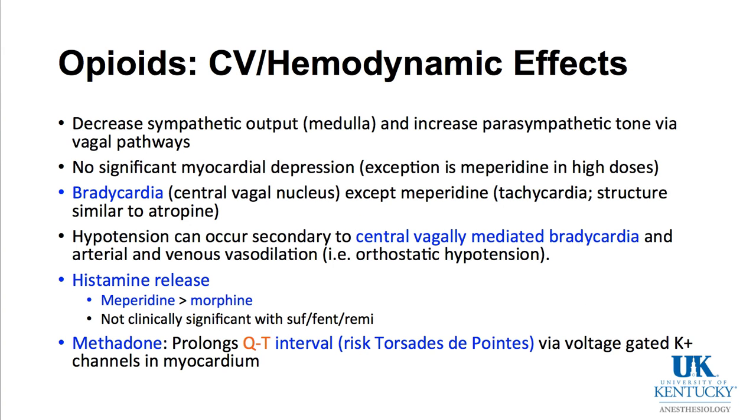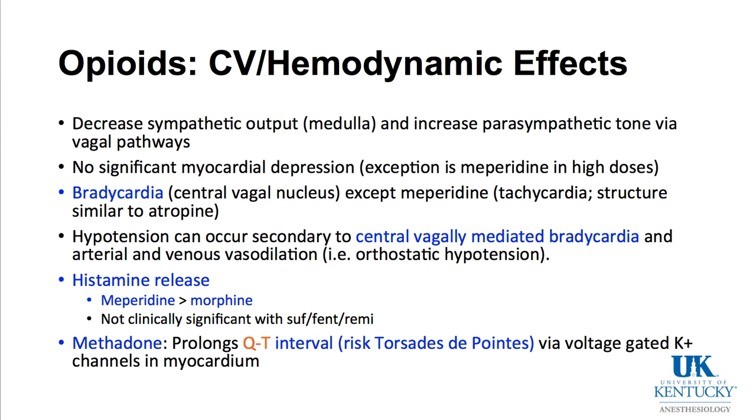Opioid cardiovascular and hemodynamic effects. When you give an opioid, you can decrease sympathetic output from the medulla and increase parasympathetic tone via vagal pathways. Meperidine or Demerol can result in myocardial depression, but our usual opioids like fentanyl, sufentanil, remifentanil, etc. do not have significant myocardial depression. When you administer sufentanil, remifentanil, fentanyl, you can get bradycardia from central vagal nucleus stimulation, that is in the brain. The exception is meperidine, which has a structure similar to atropine and can cause tachycardia.